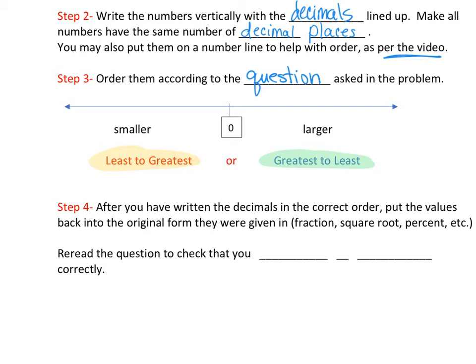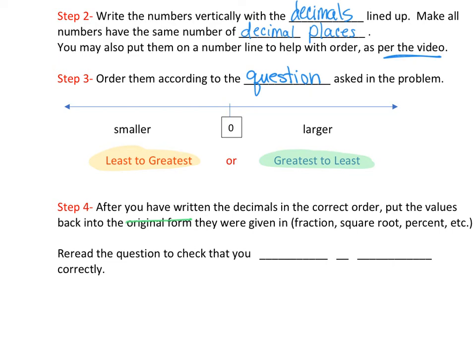Step 4, after you have written the decimals in the correct order, put the values back into their original form. And whether it's square roots, fractions, percents, whatever.